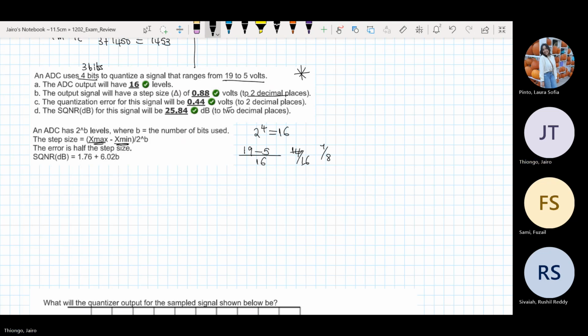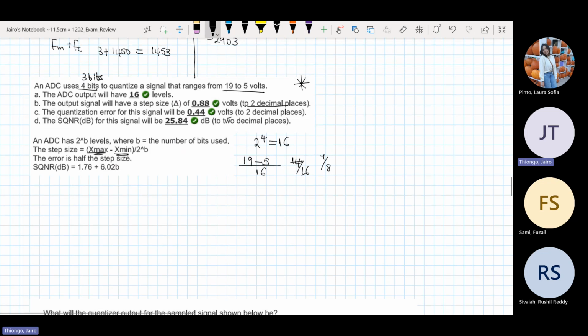The quantization error is 0.88 divided by 2. So what you got before, divided by 2. And if I am to pause at this, just to make this note, most of these questions follow a certain trend. It's not going to ask for the SQNR before it asks for the ADC, as you've seen now. So when you're going through these questions, just notice those patterns.